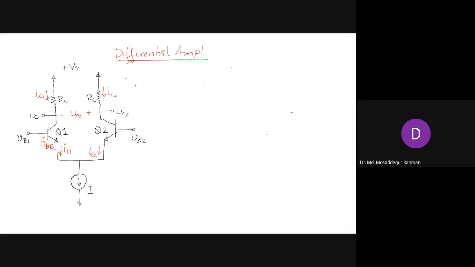Okay, so for both large signals, first we'll focus on the large signal operation. Easy to understand the large signal operation. So we can have two different modes of operation in both large signal and small signal operation. They are called the common mode operation and differential mode operation.